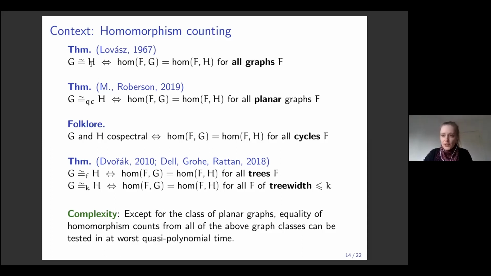So let's first see for the other relations. If we look at the left-hand side, so testing isomorphism we know can be done in quasi-polynomial time. Fractional isomorphism and K-equivalence, both of them can be tested in polynomial time. Right, so that implies that testing equality of counts from these classes of graphs can be done in quasi-polynomial time and polynomial time respectively. Now things seem to be much harder if you look at testing equality of homomorphism counts from the class of planar graphs. Because we know that testing quantum isomorphism is undecidable, so that means this right-hand side problem is also undecidable and moreover complete for the complement of recursively enumerable languages.